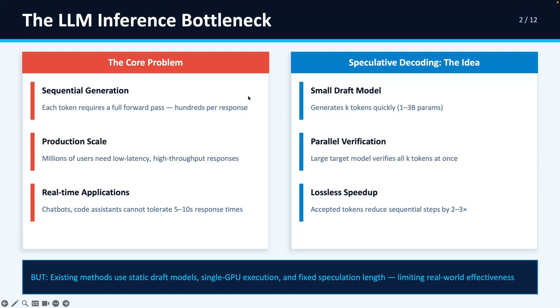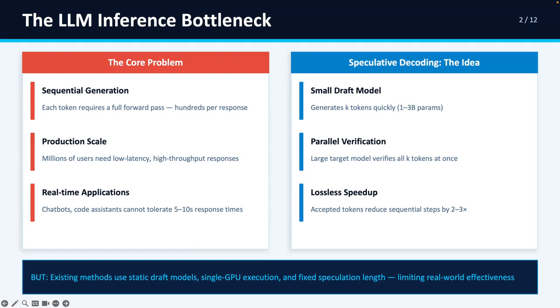Let me set the stage by framing the core problem. A large language model generates output one token at a time. Each token requires a complete forward pass of the model. For a model like Llama 3 8B, that means 8 billion floating point operations per token, and a typical response of 200 to 500 tokens requires that many sequential passes. There is no way to parallelize across tokens in standard autoregressive decoding. This creates a fundamental bottleneck at Amazon scale, where we serve millions of queries per day.